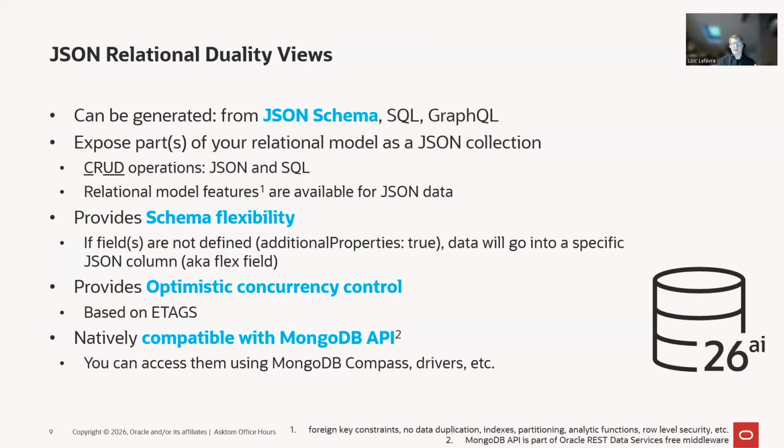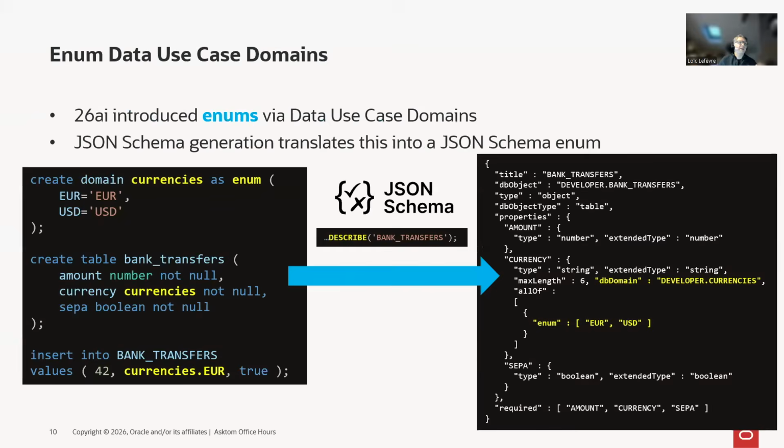So the MongoDB API is, well, in a few words, a way to let your application or MongoDB tools or drivers access the data stored within an Oracle database, JSON data, of course. But here as well, relational models through JSON relational duality views. So a lot of things to discover, but that's not necessarily the topic of today. So now let's get into some nice things that we have introduced into supporting JSON schemas.